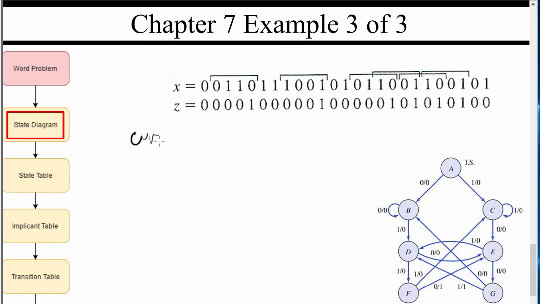The current state of A, B, C, D, E, F, and G. And then I have my inputs. Could be a 0 or a 1. And then I need to do this for the outputs too. This is the output column. Given that our input's a 1, 0, or a 1. All right, so if we're at A and we get a 0, we go to B. And if we're at A and we get a 1, we go to C. And we output a 0 both times.